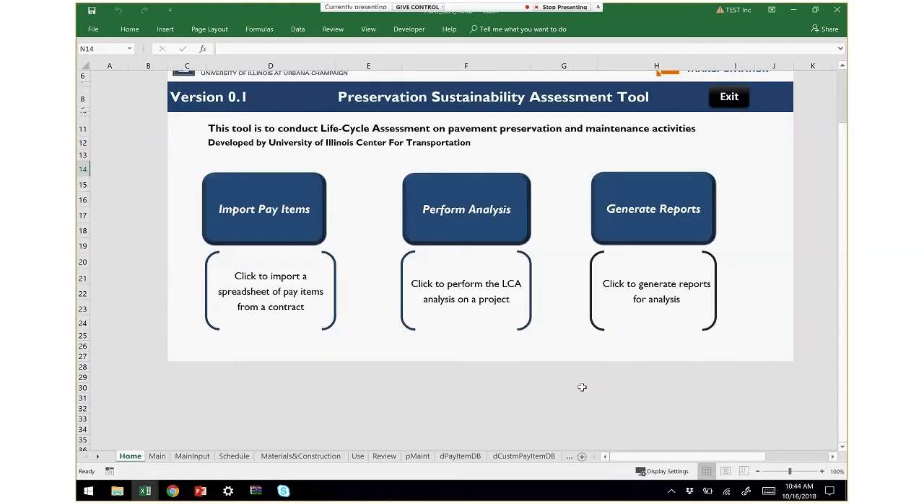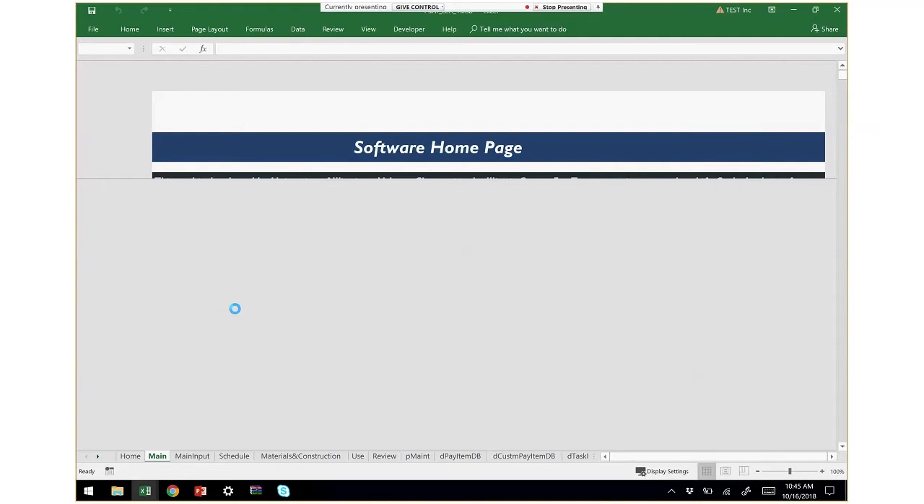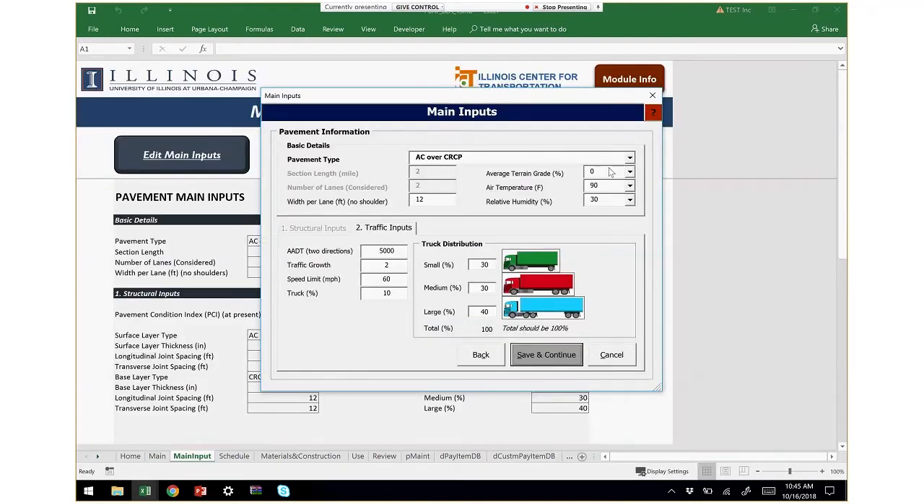So this takes us to the main page of the program, where we can go between the life cycle stages. We have different life cycle stages here: preservation, maintenance schedule, materials and construction, and use stages. And I'm going to show you how the main inputs look. We have typical information. Some of it is recovered from this initial project information page. And we have the traffic information here, structural inputs.